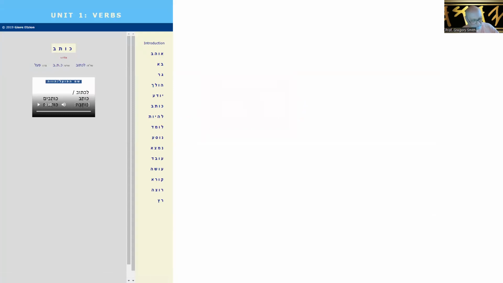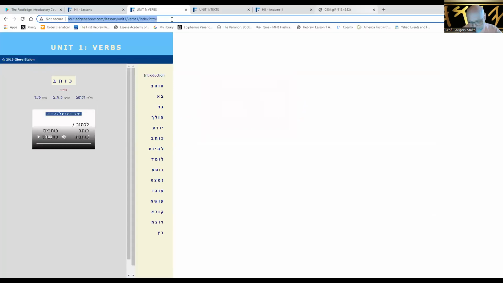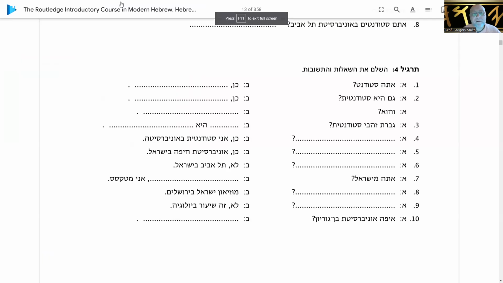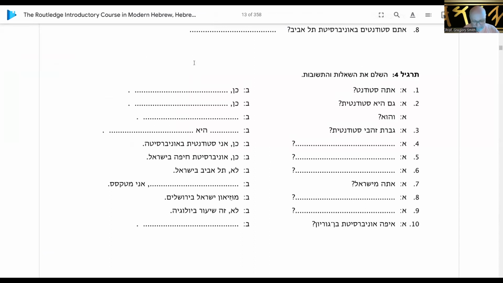What about ketov? Did we do ketov yet? Let's see. That's liktov, I think. Kotev. That's to write. That's writing. All right. We'll do a little more of those later. I think we got enough for today.